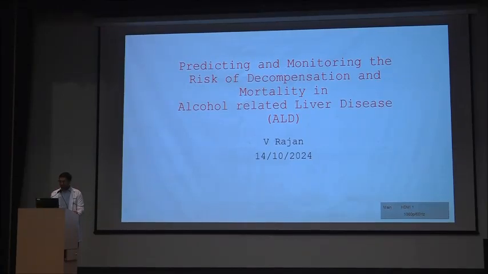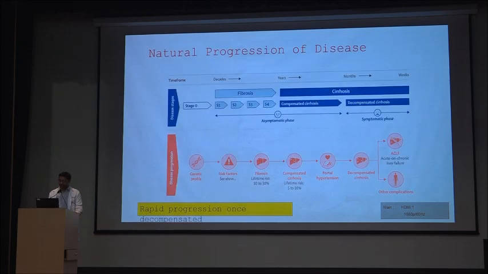Today we'll be discussing predicting and monitoring the risk of decompensation and mortality in alcohol-related liver disease. Looking at the natural progression of the disease, we find that the compensated stage stays for long. In fact, it is the time when the risk factors could be removed or even the disease etiology could be taken care of. But once the patients decompensate, there is a rapid progression.